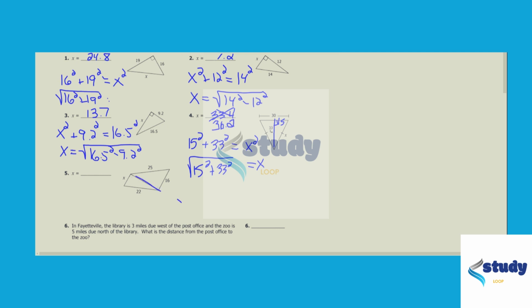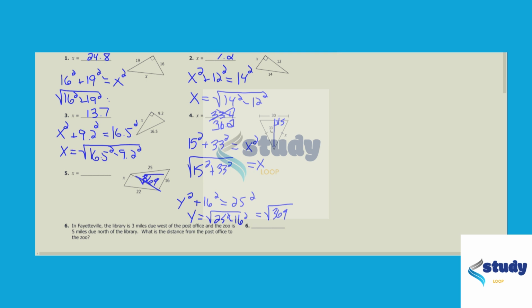And number 5, to find this length that I've highlighted, which I'll call y. That's a leg. y squared plus 16 squared would be equal to the hypotenuse 25 squared. So that highlighted thing that I'm calling y would be equal to the square root of 25 squared minus 16 squared, which is the square root of 369 exactly.